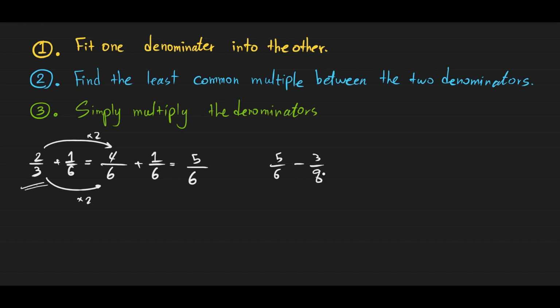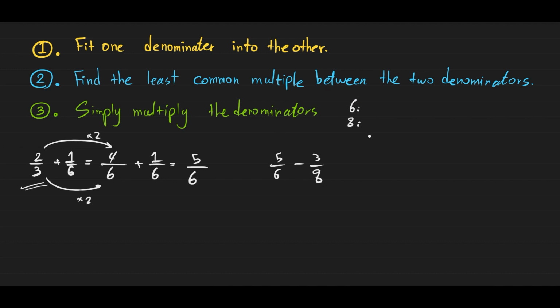When your denominators are different, you want to check if one of your denominators can fit into the other one, right? So does 6 fit into 8 or does 8 fit into 6? Unfortunately, no. So we need to use either the second or the third method. And for this example, we will be using the second way, where we find the least common multiple between the denominators. What we're going to do is list out some multiples of 6 and 8.